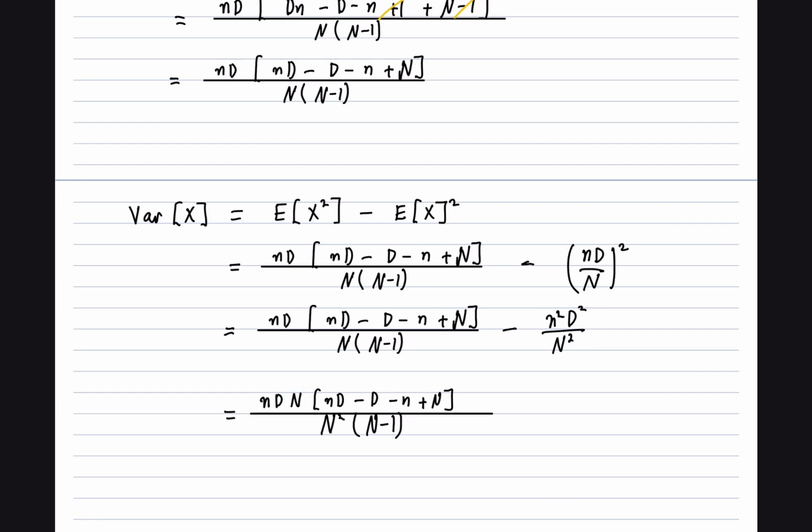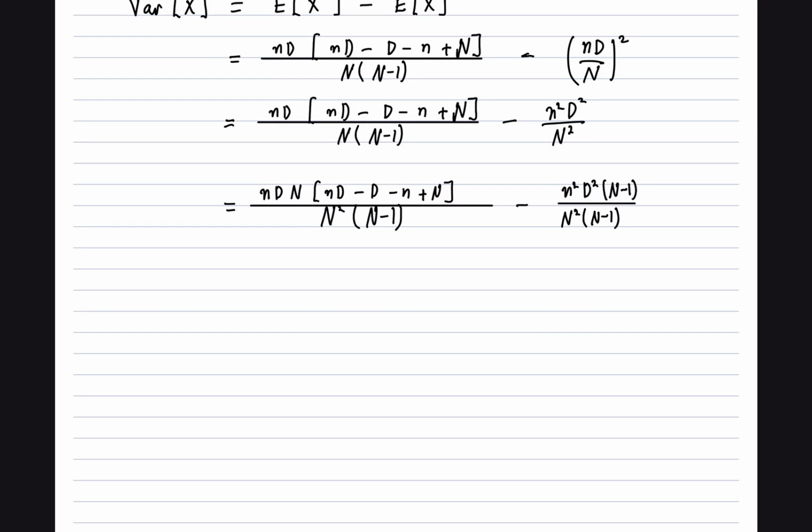Similarly, for the second fraction, the denominator will again be N squared (N minus 1). To get that expression down the bottom, I had to multiply the denominator of the second fraction by N minus 1. So I need to multiply the numerator by N minus 1. Alright, now we're getting somewhere.